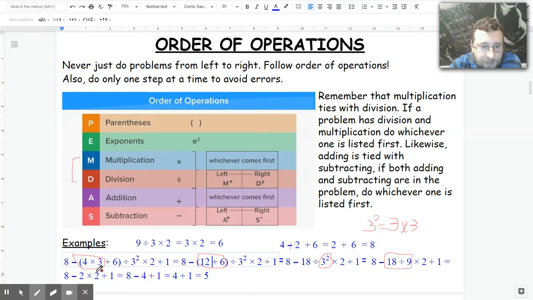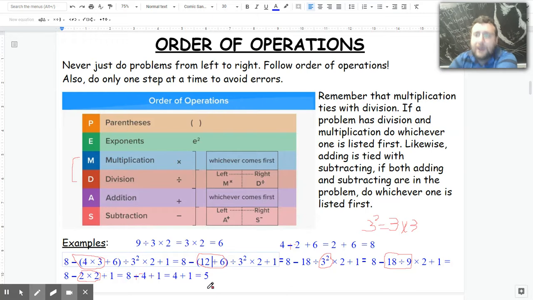Next, I still have this multiplication right here. So I'm going to do 2 times 2 on my next step. So 8 minus 4, which is 2 times 2, plus 1. Next, you might be tempted to do addition, but remember, subtraction goes first. So then you're going to do 8 minus 4, which is 4, and then plus 1.